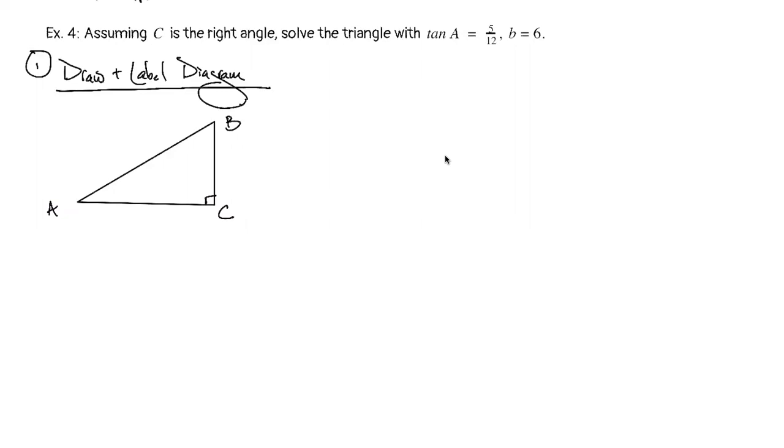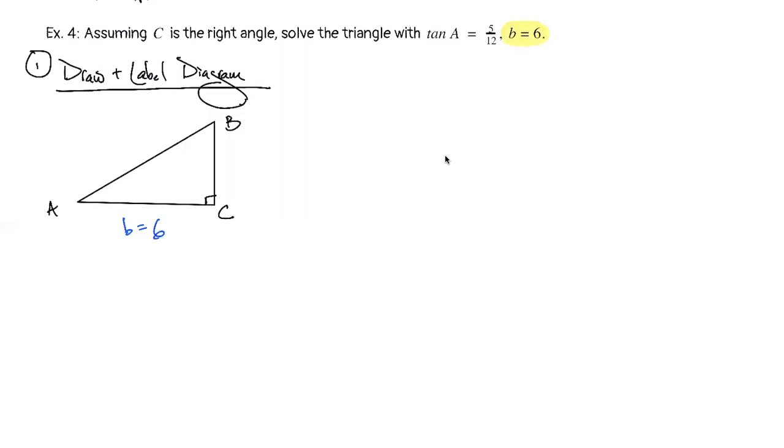It doesn't matter which direction you draw your triangle. I tend to mix it up a lot just because I want us to get used to seeing them in different orientations. But if you want to draw your triangle in the same way every time, that's also fine, okay? So looking at this, the one piece of information I can write down is that little b is 6. So across from b, I can say that that's 6.